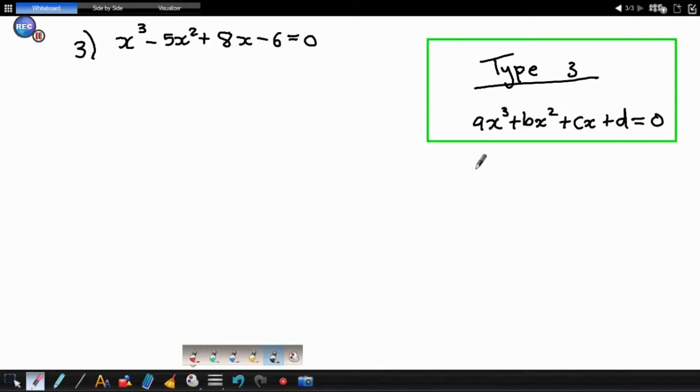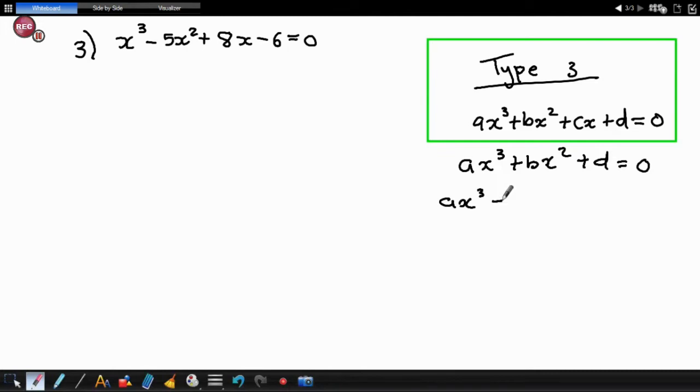Let's look at type 3. So type 3 has that ax cubed plus bx squared plus cx plus d. Sometimes you'll see that for type 3, you can have just 3 terms plus d. As long as there's a constant, it means that we can write this as type 3. So we can have 0x plus d equal to 0. Now this is what I've introduced, and as you can see, you have 4 terms.